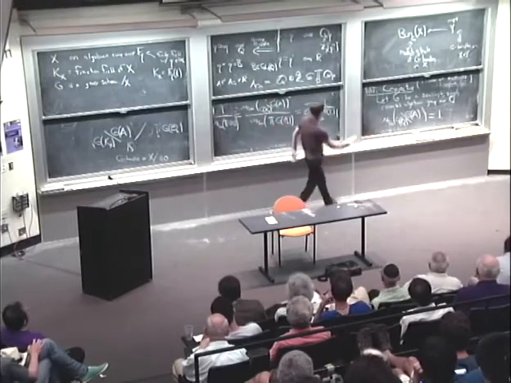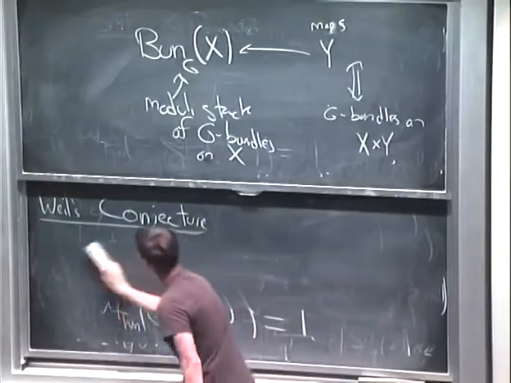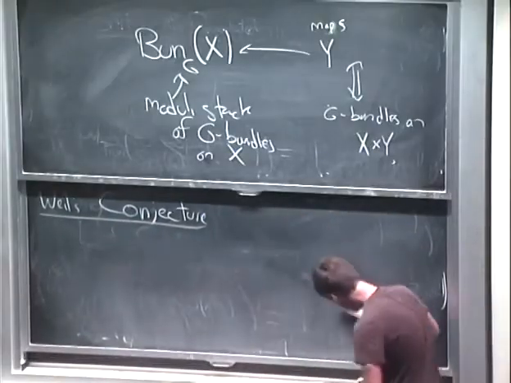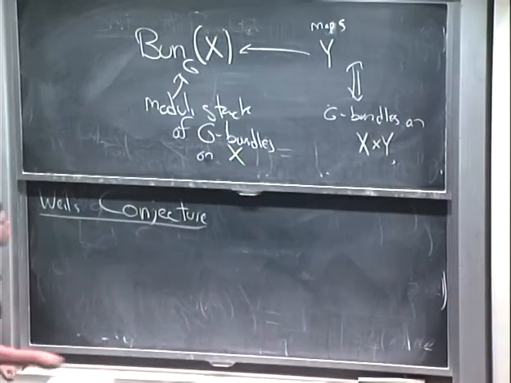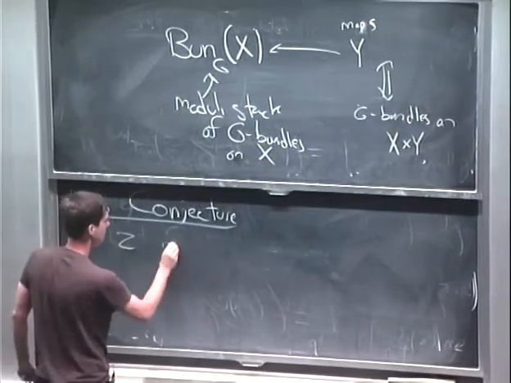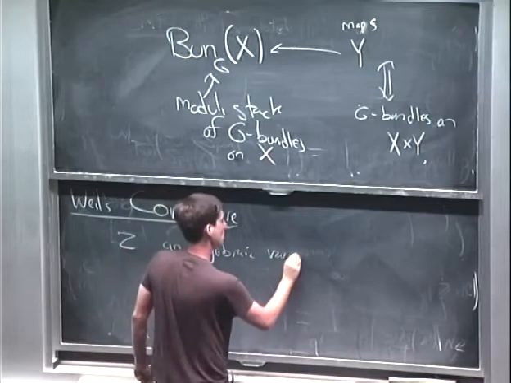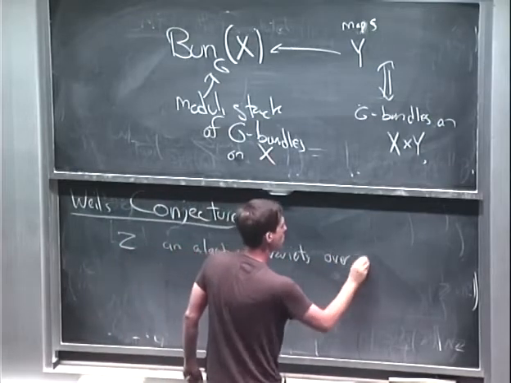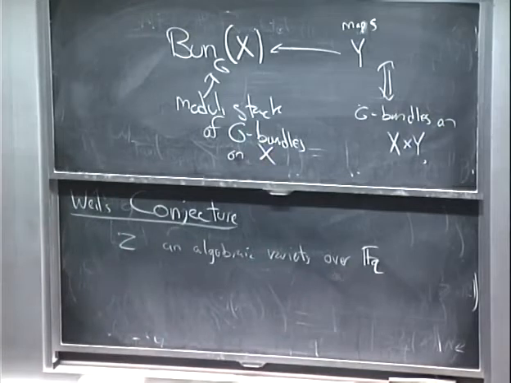So let me, another story that Weil introduced. Let's suppose that Z is an algebraic variety over F_q, so it's something that's described by polynomial equations with coefficients in F_q. Then I can ask, how many solutions are there to those equations in the field F_q?